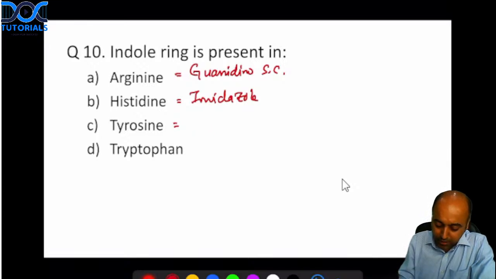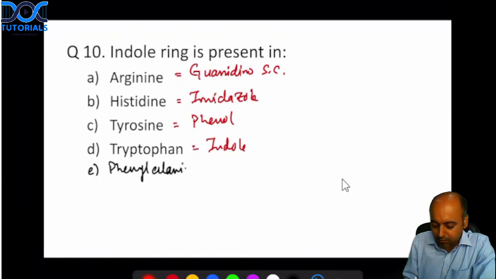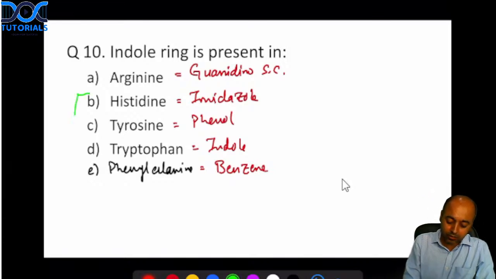In tyrosine, we have the phenol ring, and tryptophan will have the indole ring. Here you can also add phenylalanine, which is going to have the benzene ring.